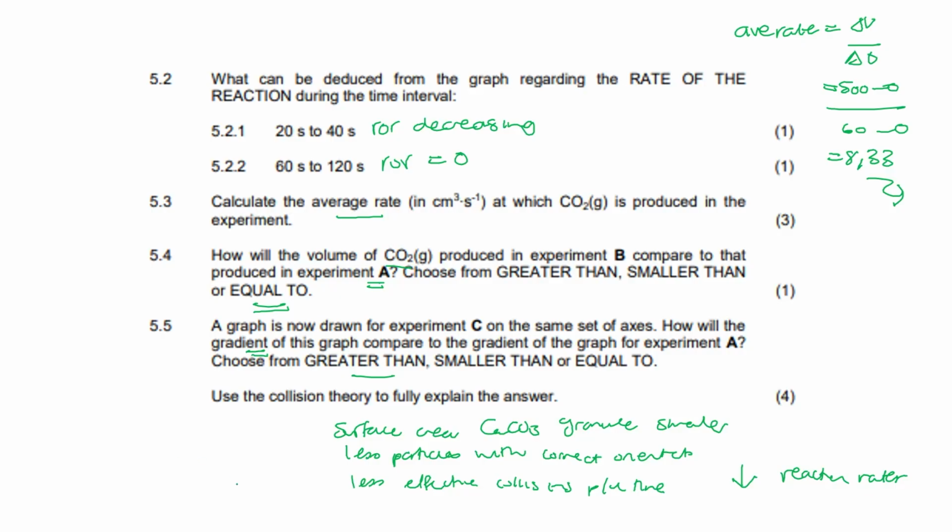And this is now for experiment. I used experiment C to explain this. Okay. You could have also used experiment A to explain. You could have said, oh, the surface area. Well, sorry, I use experiment A. You can use experiment C and say, oh, the surface area of calcium carbonate powder is greater than the granules. So there are more effective collisions per unit time, which will increase the reaction rate.